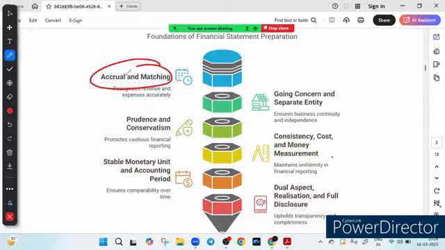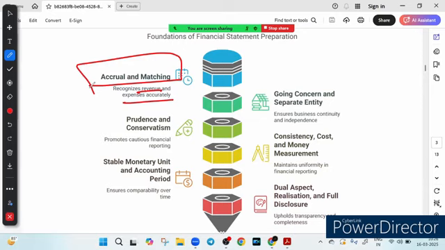Imagine recognizing revenue only when cash is received. That would not reflect the true picture. The accrual and matching principle ensures that revenue and expenses are recorded accurately when they occur, not when cash is exchanged. So whenever revenue and expenses occur, they have to be recorded only then. That is called accrual and matching.